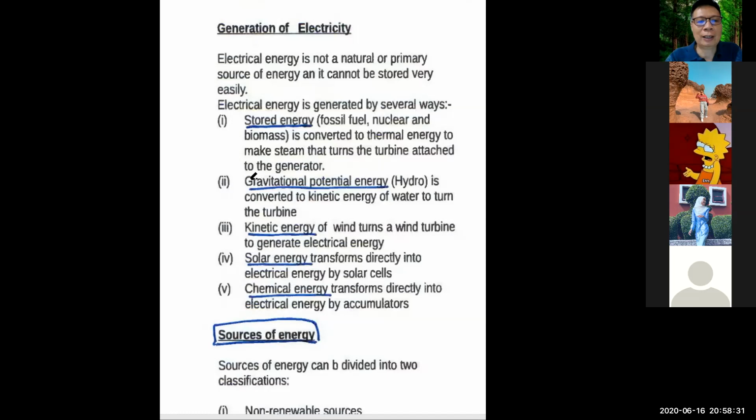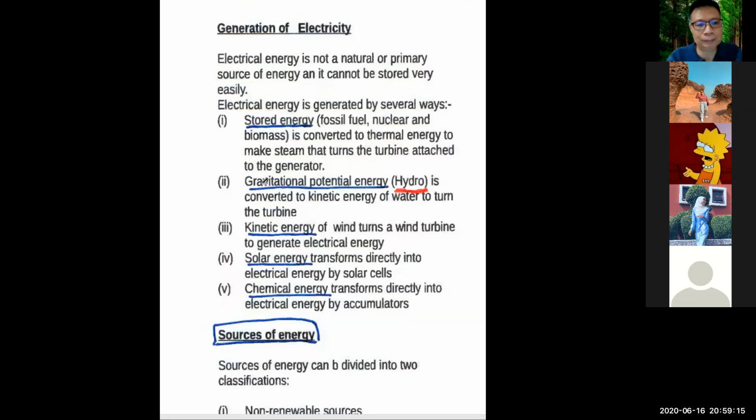Second one, gravitational potential energy. This one is hydroelectric. This is the best. It uses water power. When the water flows down from the top, from the mountain, the water energy can push the generator to turn. This is called gravitational potential energy. Why is it gravitational potential? Because the water is stored at a high place, right? So when you allow the water to flow down, the water carries potential energy. Understand? When the water flows down, it pushes the motor to rotate.